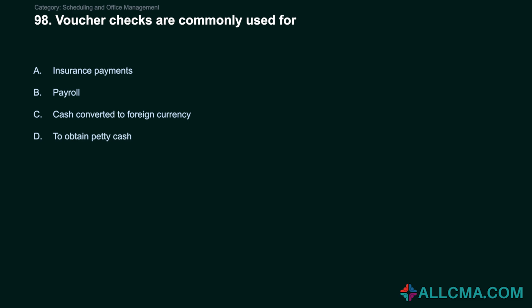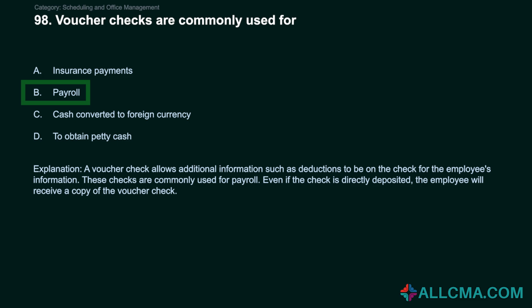98. Voucher checks are commonly used for A. Insurance payments. B. Payroll. C. Cash converted to foreign currency. D. To obtain petty cash. Correct answer: B. Payroll. A voucher check allows additional information such as deductions to be on the check for the employee's information. These checks are commonly used for payroll. Even if the check is directly deposited, the employee will receive a copy of the voucher check.